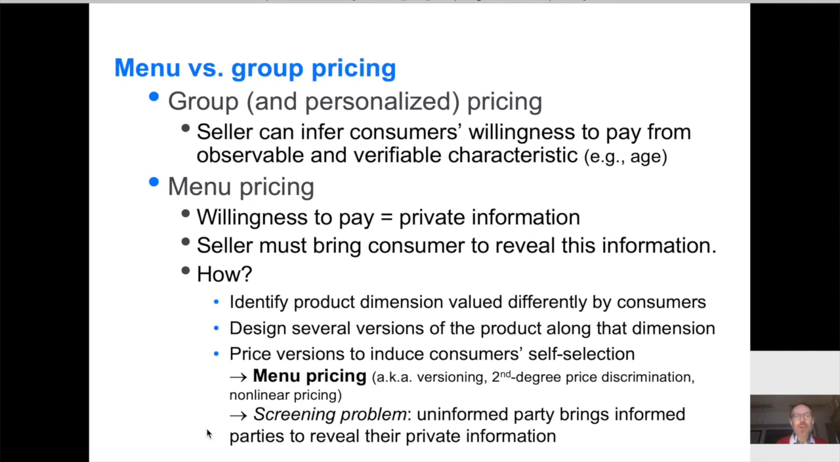Also, more generally, if you relate this to the theory of asymmetric information, we have here what is called a screening problem, in the sense that the uninformed party, the seller, is trying to bring the informed parties, here the buyers, to reveal their private information.